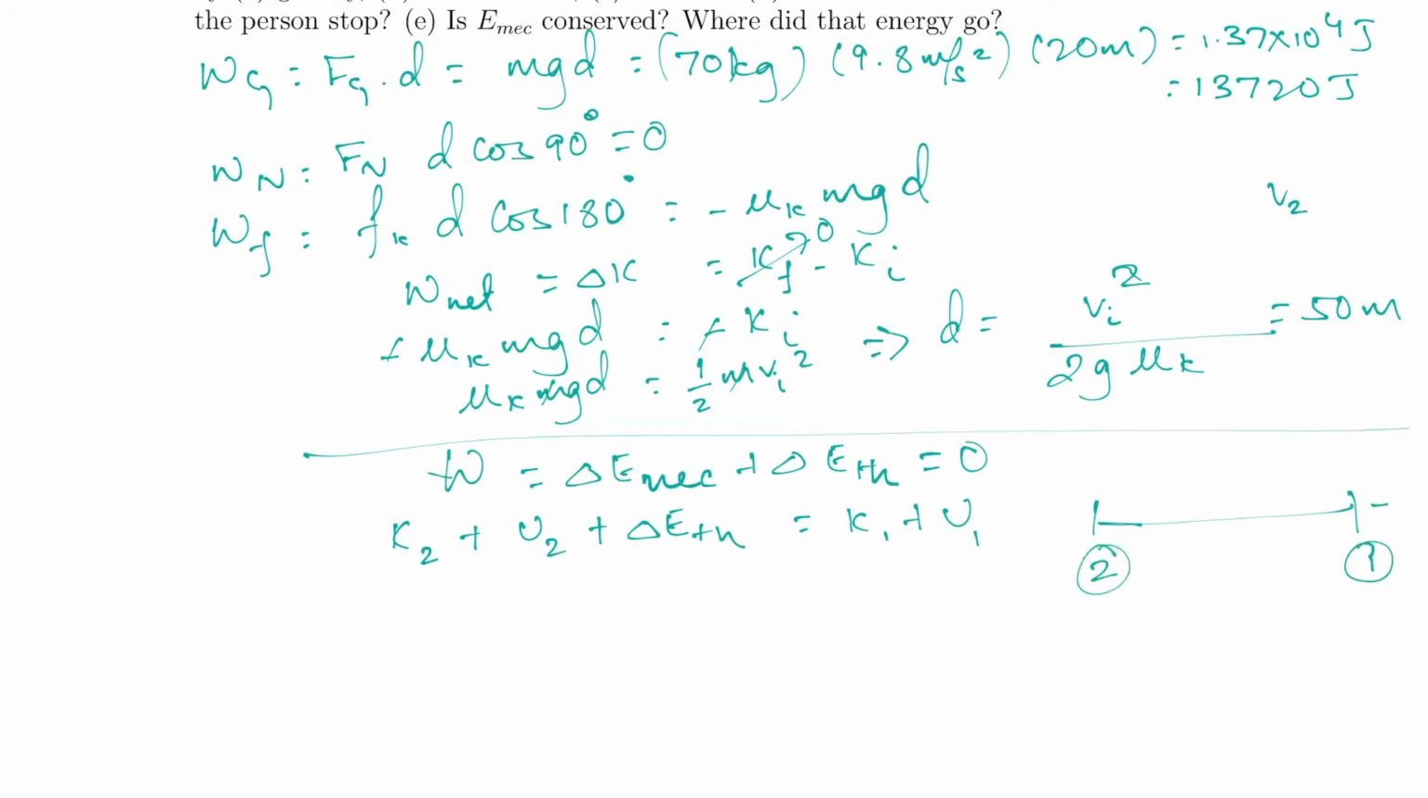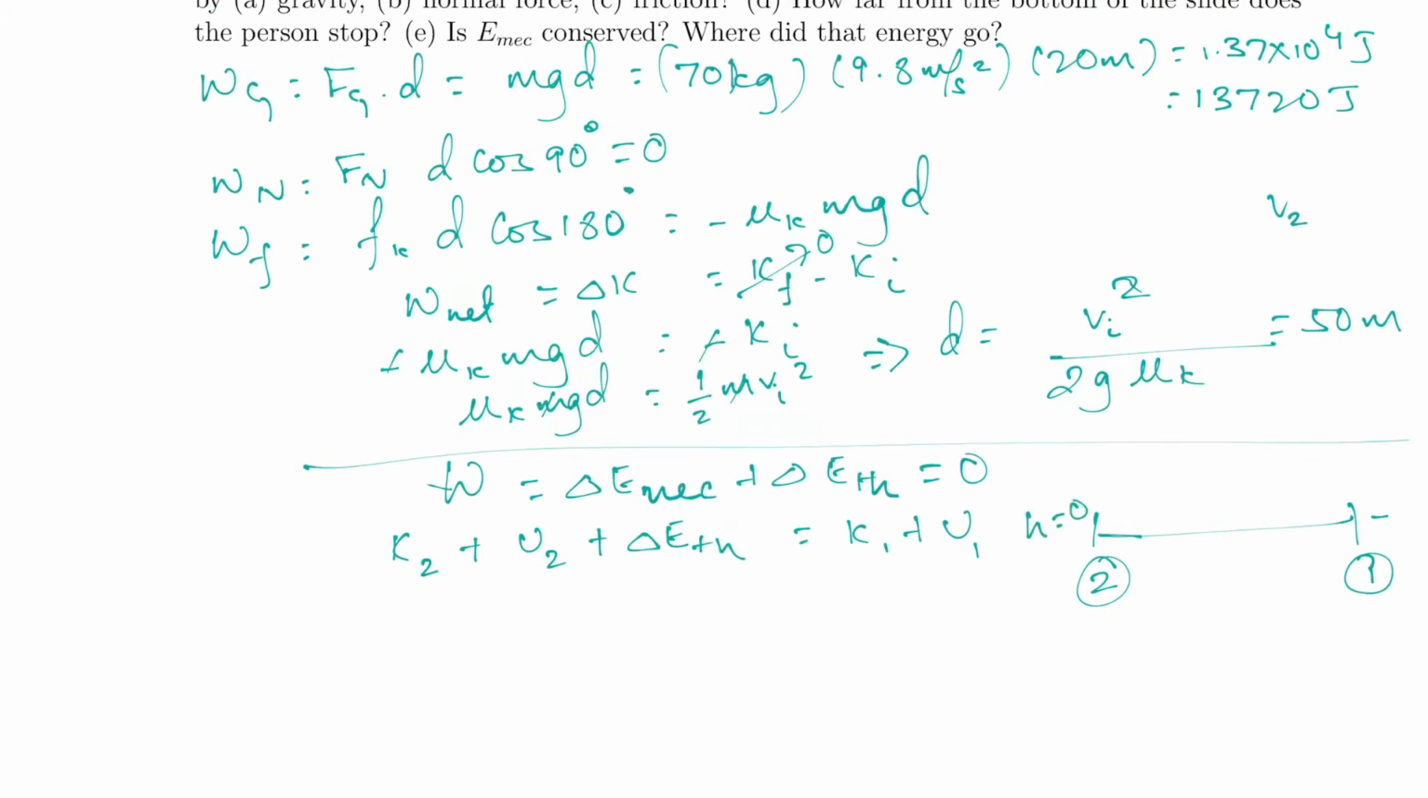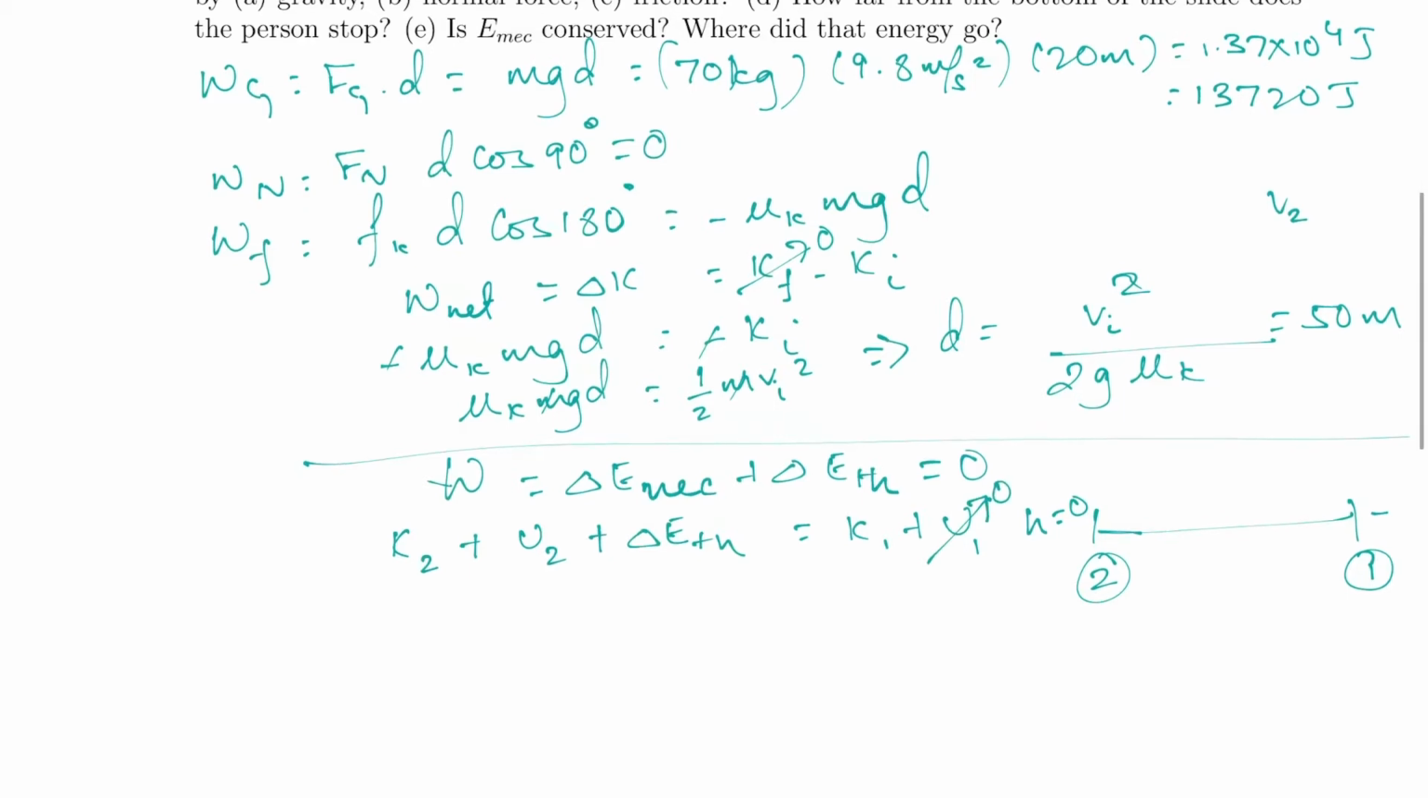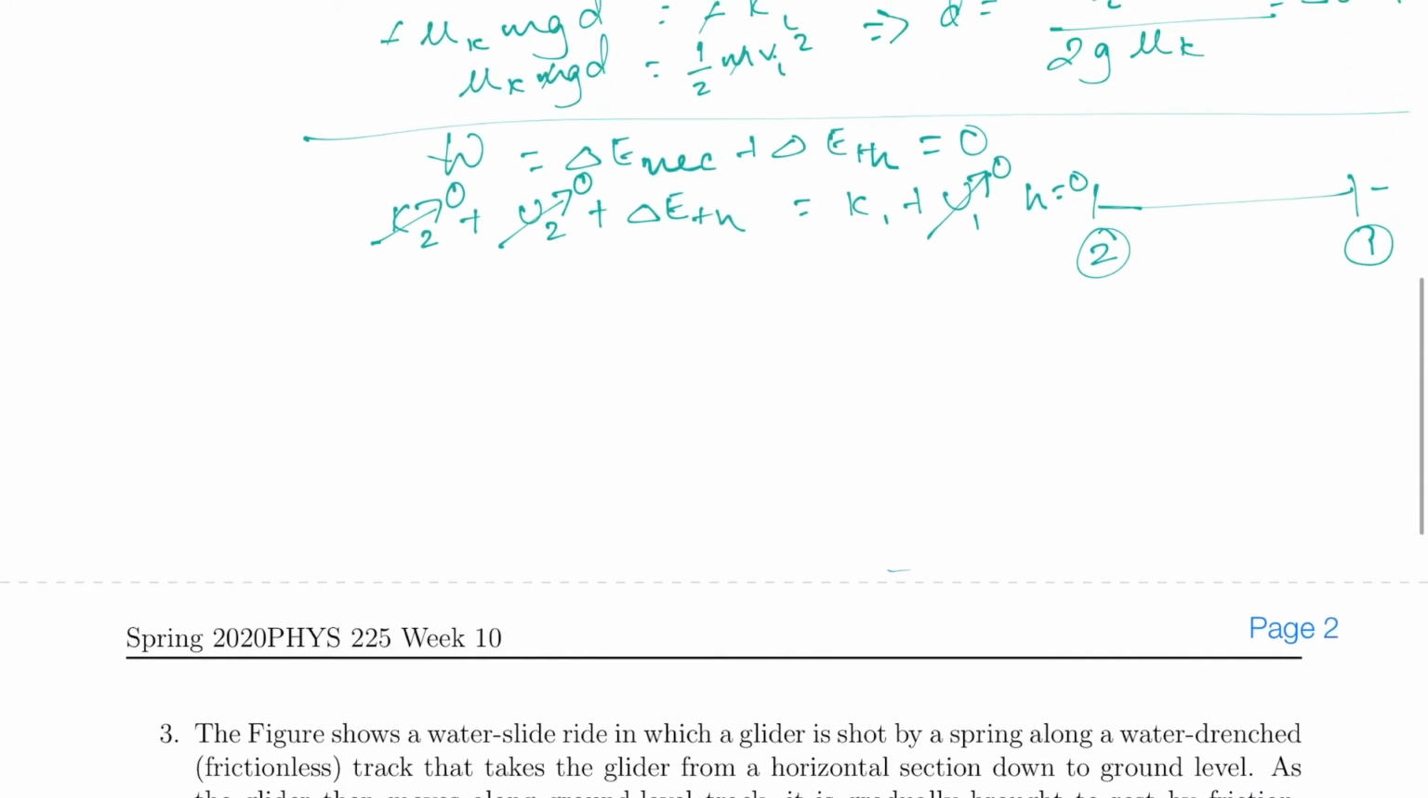At position 2, since we consider this height to be 0, there's no potential energy. At position 1, potential energy is 0. It comes to rest at position 2, so kinetic energy 2 is 0. So whatever the initial kinetic energy it had is converted into thermal energy. Thermal energy gain is due to that friction here. So kinetic friction times d is 1/2 m v2 squared. So mass cancels. Oh, sorry. Let me not cancel this mass away yet.